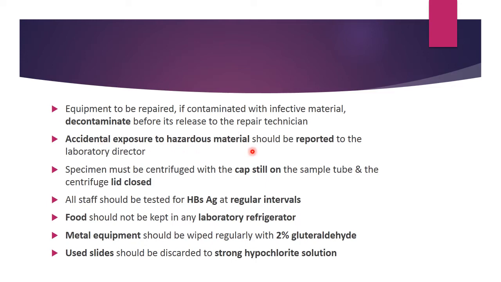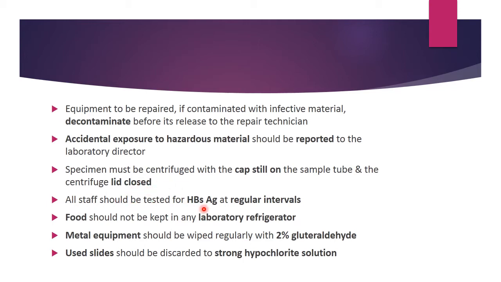Accidental exposure to hazardous material should be reported to the laboratory director. If you have been accidentally exposed to any sample which has the infection, see that you inform the head of your laboratory. Specimens must be centrifuged with the cap still on the sample tube and the centrifuge lid closed. When you are going to centrifuge the samples, the sample cap should be closed as well as the centrifuge lid.